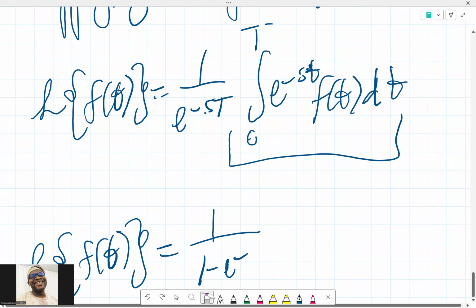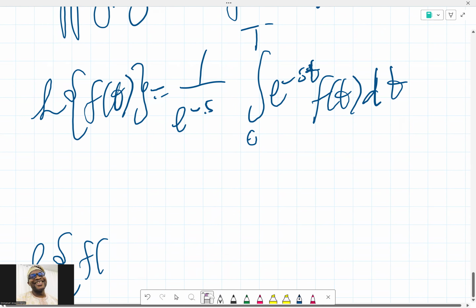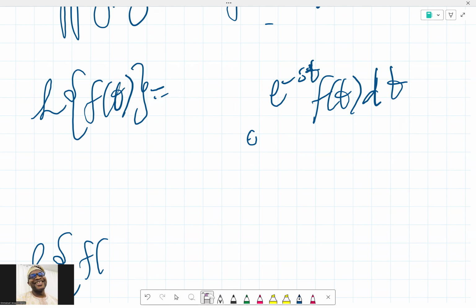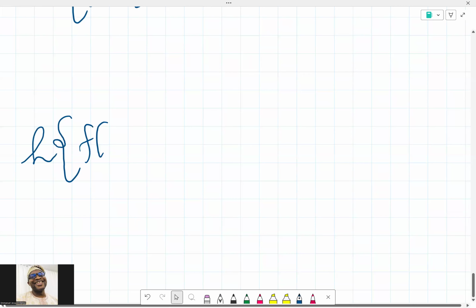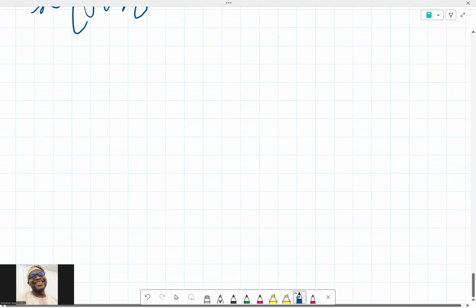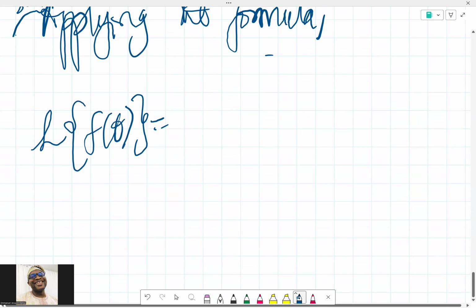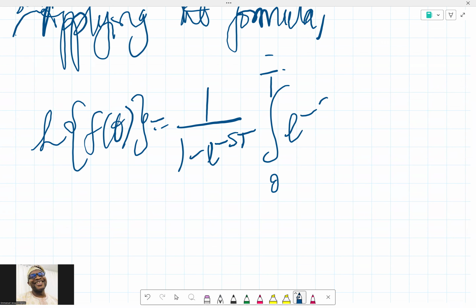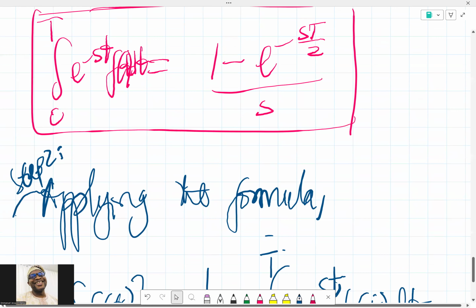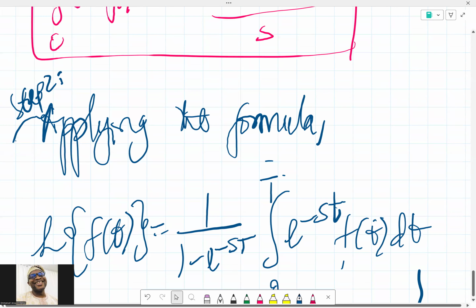Okay, let me write everything properly. Some perfectionistic thing going on right here. Okay. All right. So here, this is 1 over 1 minus e raised to the power minus s big T, integral from 0 to T of e raised to the power minus st f of t dt. And this we have obtained up there. So we can bring it down.